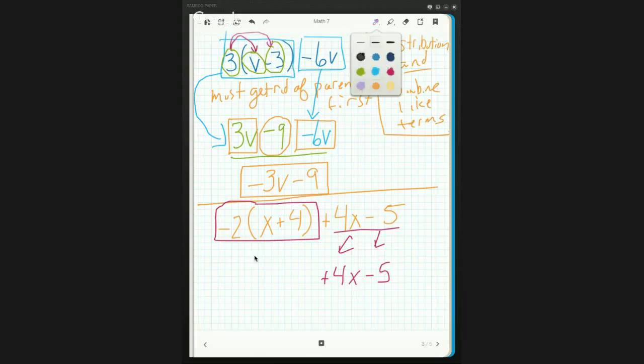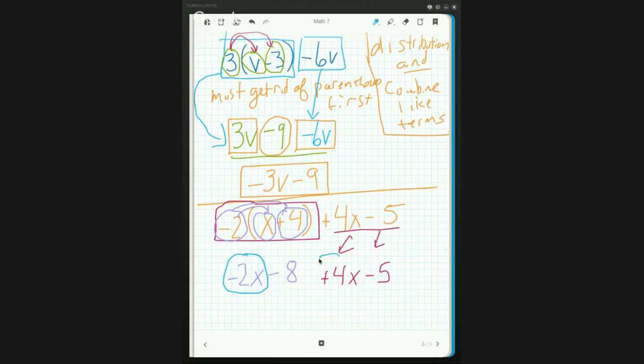Okay, so let's take our -2 and multiply it by x, and also by our +4. So we have -2x, -2 times x, and -2 times a +4. A negative times a positive is a -8. And so now we have this problem we're going to try and solve. And this is a combining like terms problem. So let's combine the terms. So we have -2x and +4x. And then we have a -8, which is like a -5.